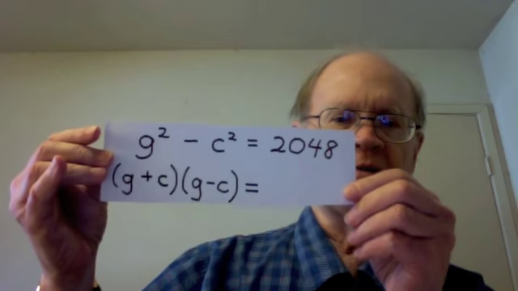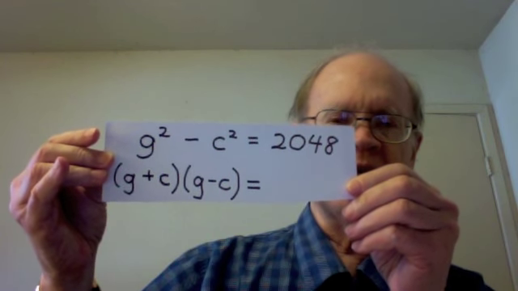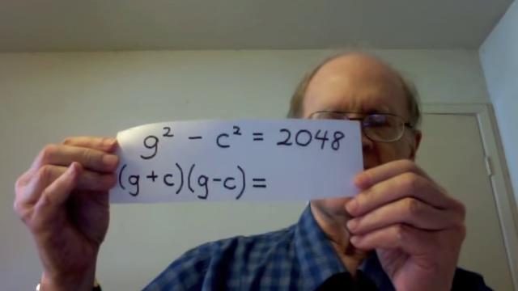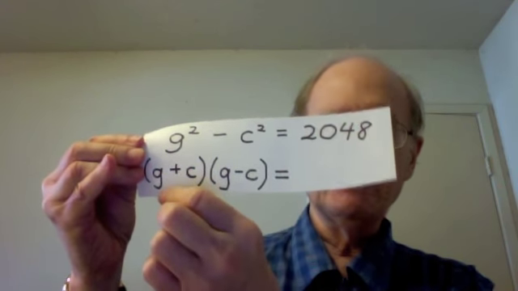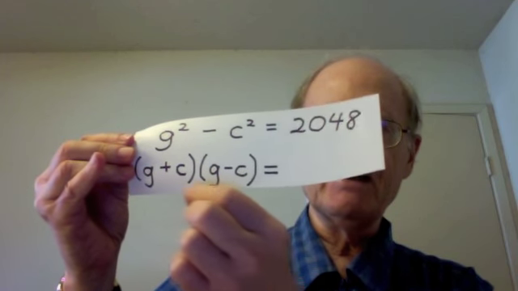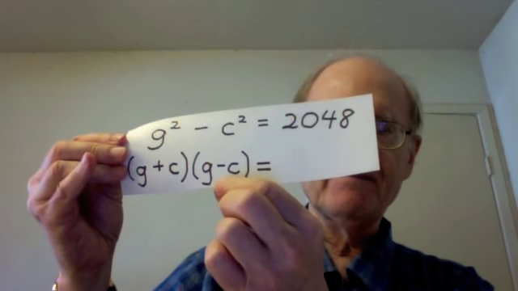Here's my solution. I'm going to have G stand for the number of gingerbread cookies on one side of their square, and C stand for the number of chocolate chip cookies on one side of their smaller square. And so we have this equation, G squared minus C squared equals 2,048. I have factored the left side of this. We call it the difference of two squares. Its factors are G plus C times G minus C.